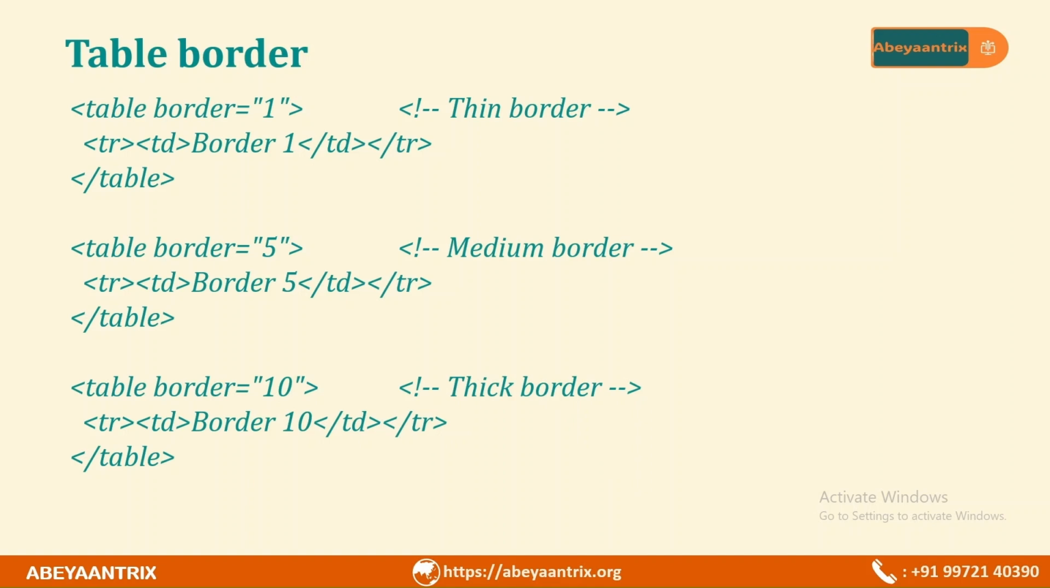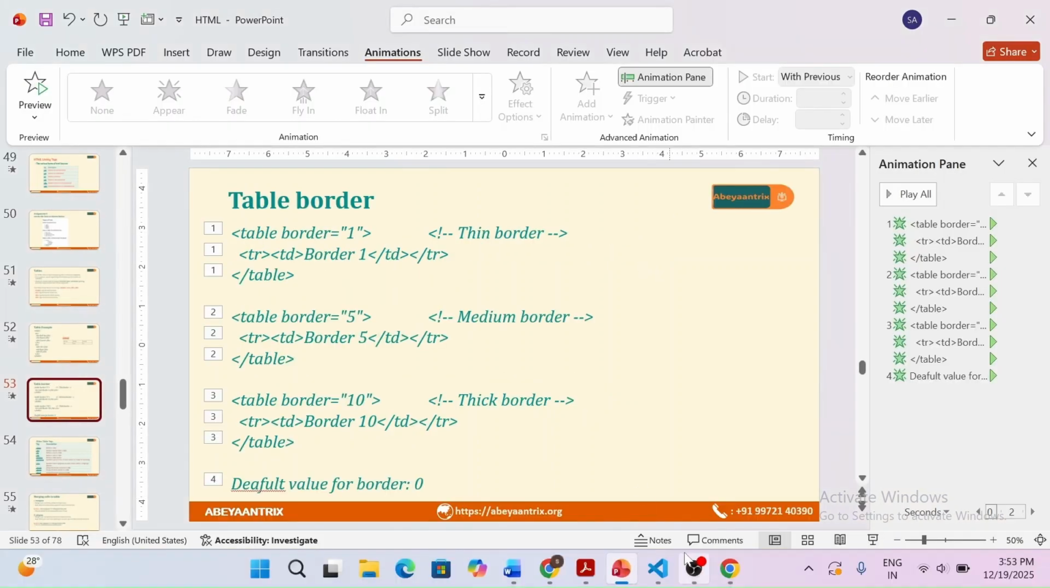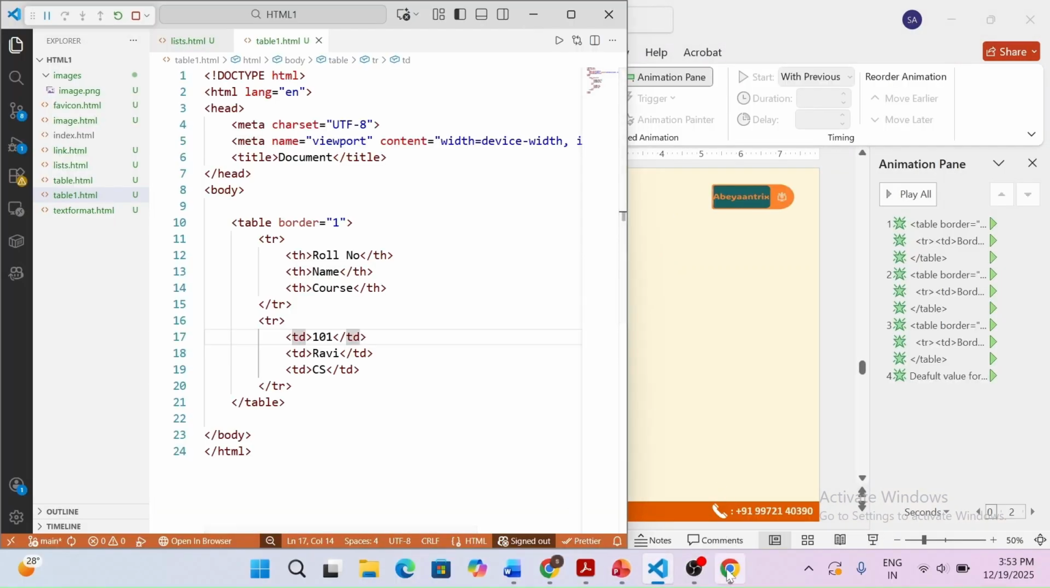And here is an important fact. The default value for the border attribute is 0. You should remember this, which means no border at all. For that reason, when we created the simple table, it didn't have a border, because the default border size is 0. So 0 means no border. That's why our previous table had no visible lines, right? So let's go with this example once again. Just change the border and check it.